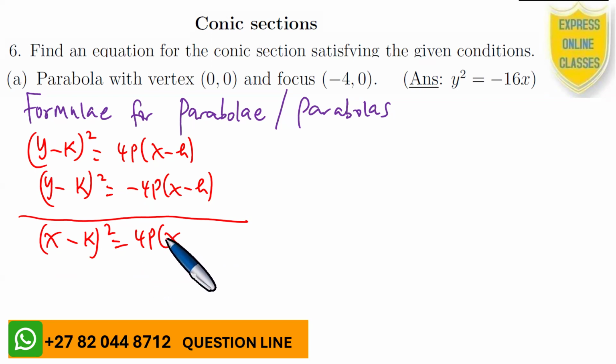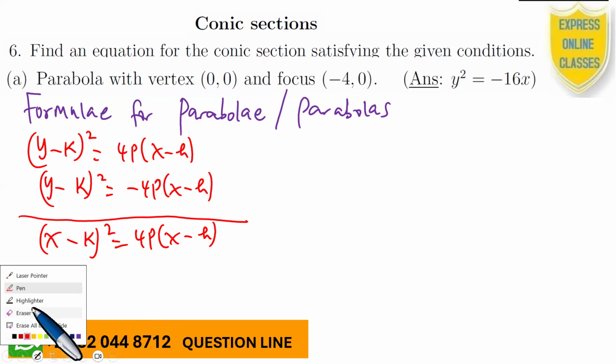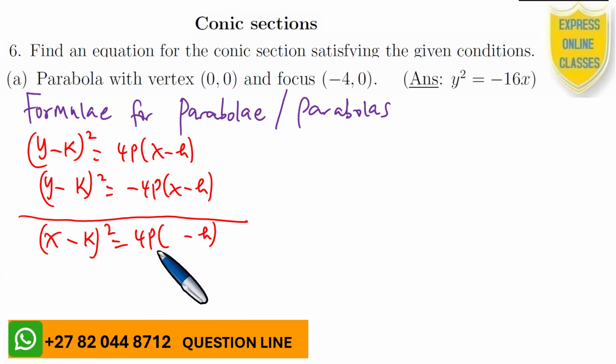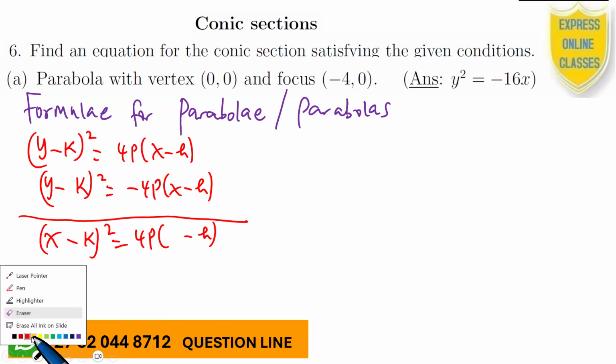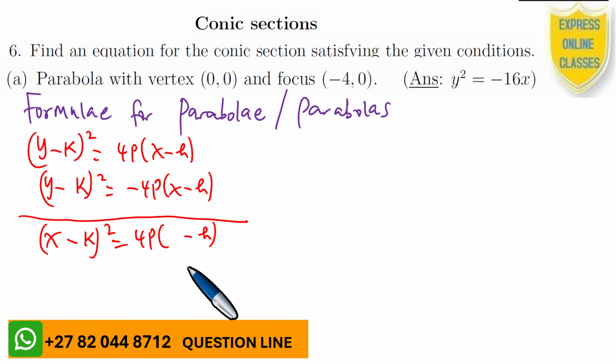Right, so we continue. It must be y, this one. Right, so this one will have to be a y. In other words, we're just looking at the 4 formulas for our parabola. So this one is going to be y minus k, and then now there's this one which is x minus h. The parabolas always have a plus or a minus.